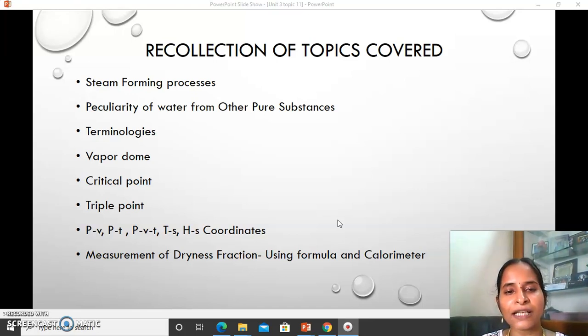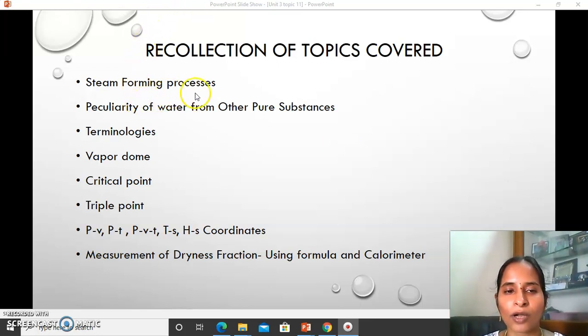Okay, and then especially out of other pure substances like refrigerants, which we are using in various refrigerations: water, ammonia, and Freon 21, Freon 22, Freon 12, Freon 11, so many pure substances. Here in this course you are concentrating only on water, since water is the main source for getting the steam, which is used as a working substance in most of the thermal engineering devices.